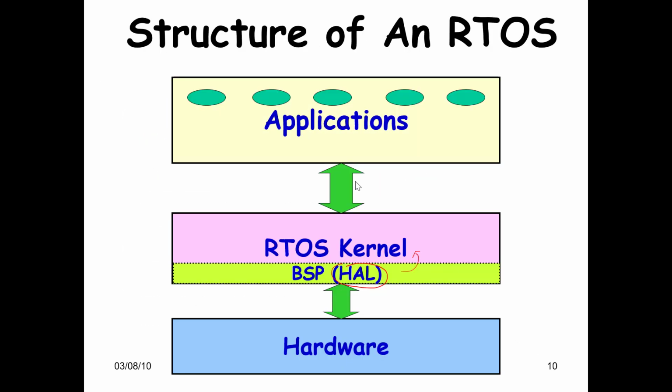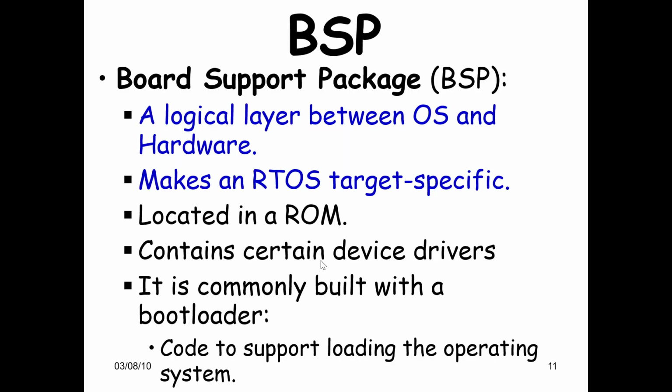So the board support package, which you would have seen along with the hardware abstraction layer, is the logical layer between the OS and hardware, in the sense that it ensures the real-time OS does not need to be aware of all the details of the hardware. Some abstraction and some virtualization can be done. It is typically located in firmware in a read-only memory. It can contain device drivers and a bootloader to load the operating system.